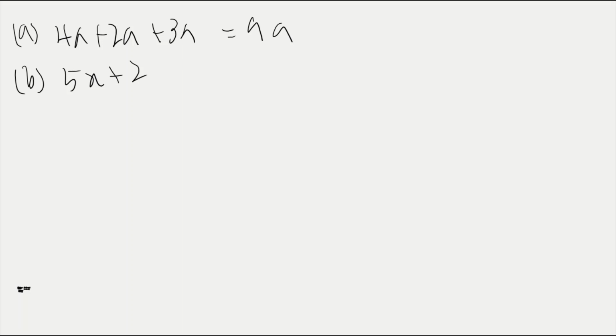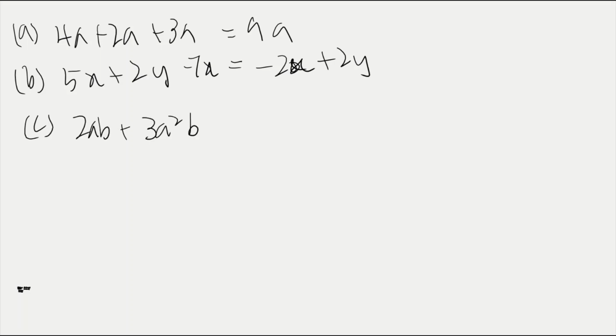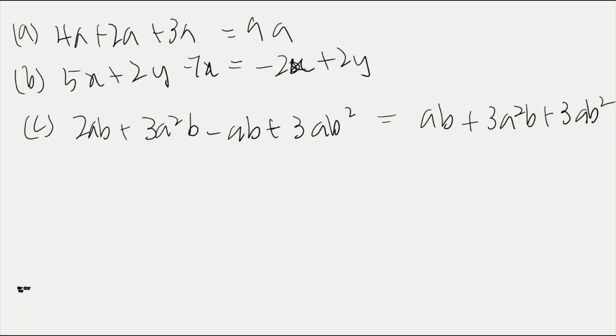So let's work on some examples. 4a plus 2a plus 3a. This would give you 4 plus 2 plus 3, 9a. 5x plus 2y minus 7x would be negative 2x plus 2y. 2ab plus 3a squared b minus ab plus 3a squared b. This will give you ab plus 3a squared b plus 3ab squared. Because only the like terms can be added together or subtracted together.